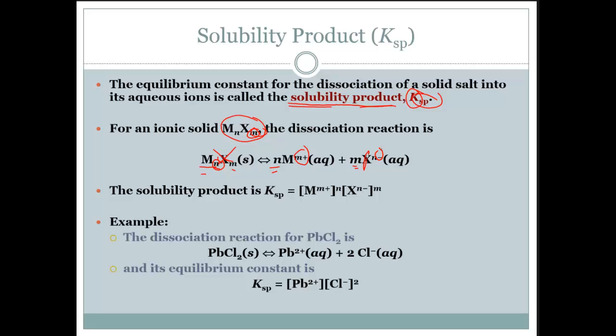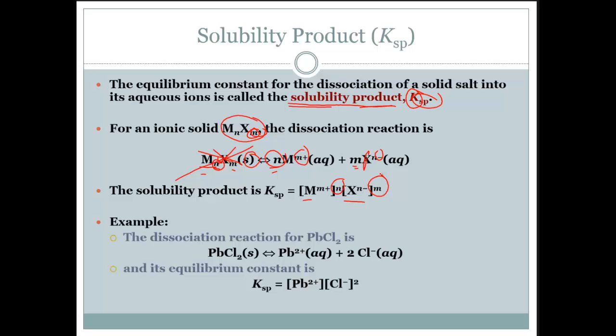The solubility product then would be, because the solid originally started as a solid, that's not included. We only have the right-hand side of the reaction. We have the cation and the anion. Notice that the coefficients are now raised. They're now getting to the power of it.